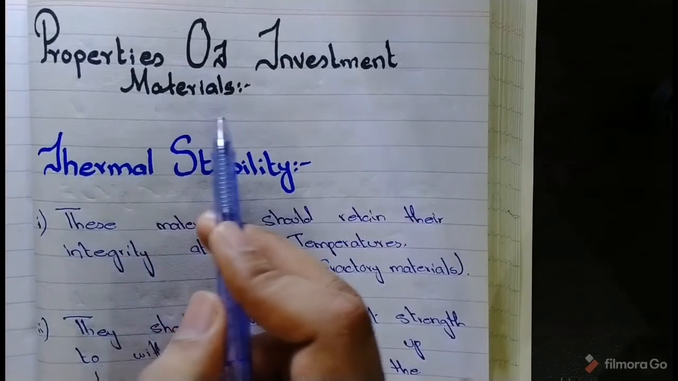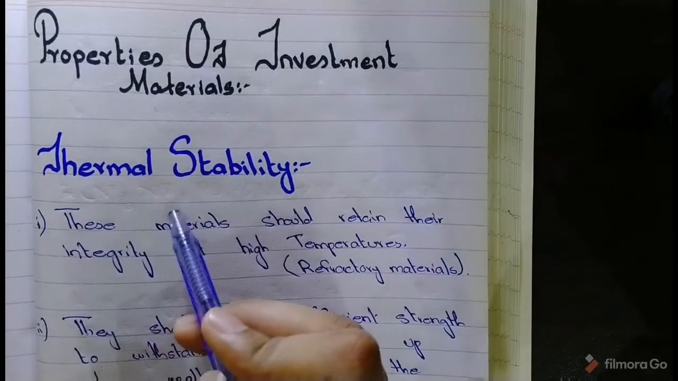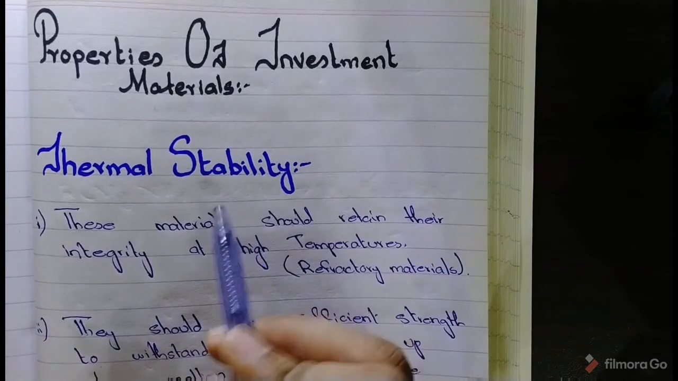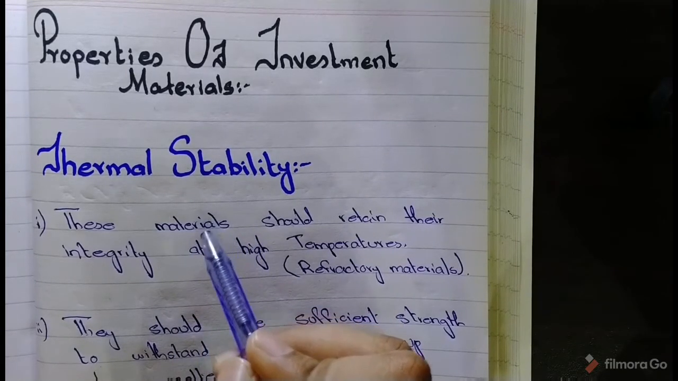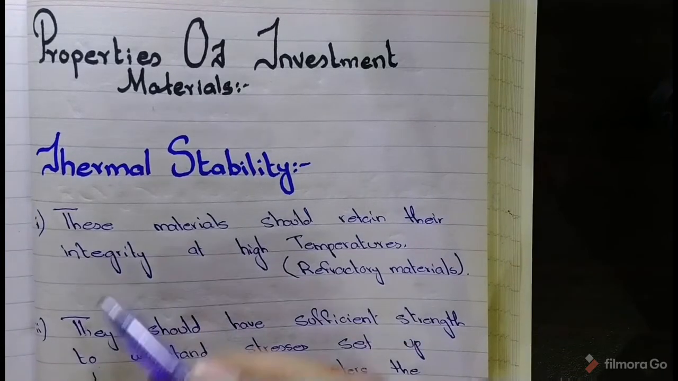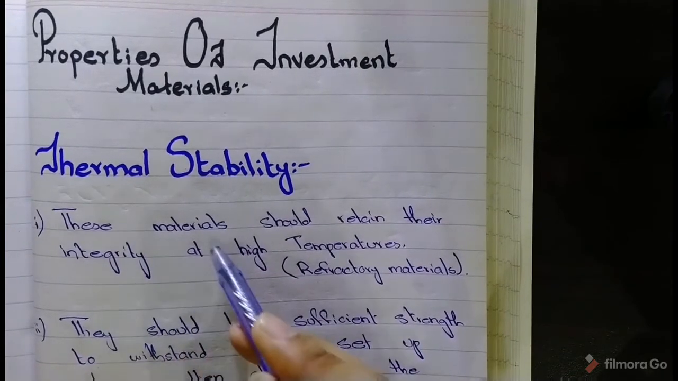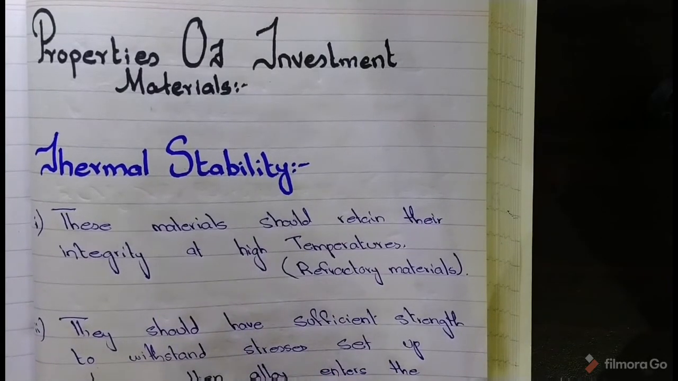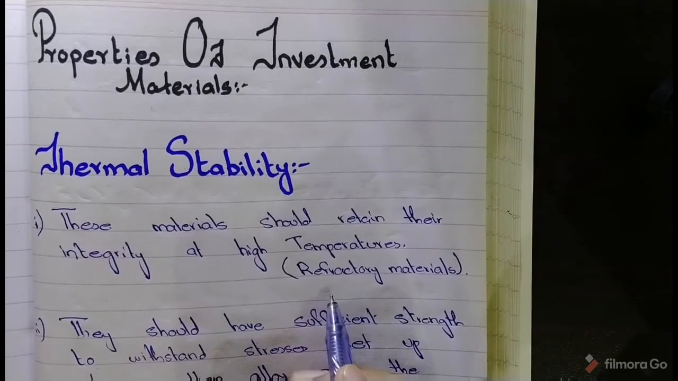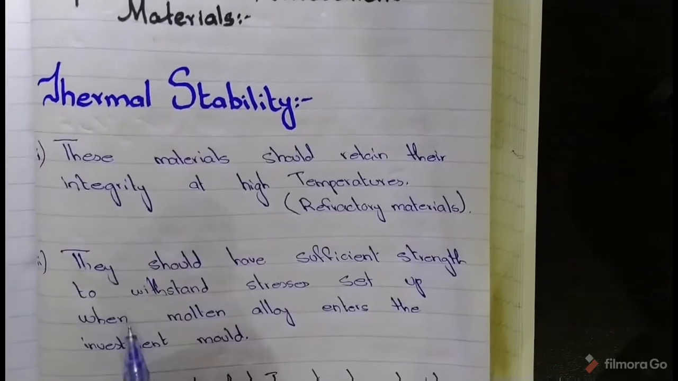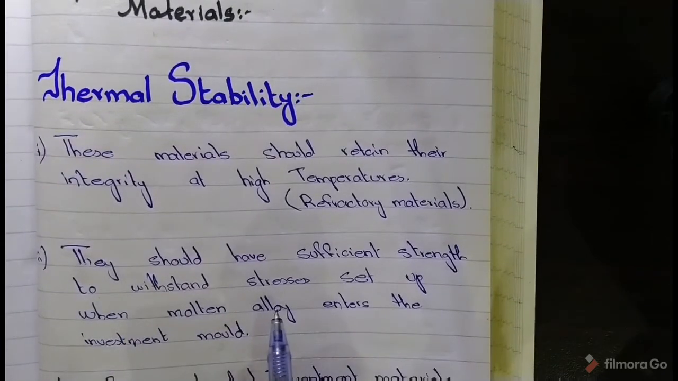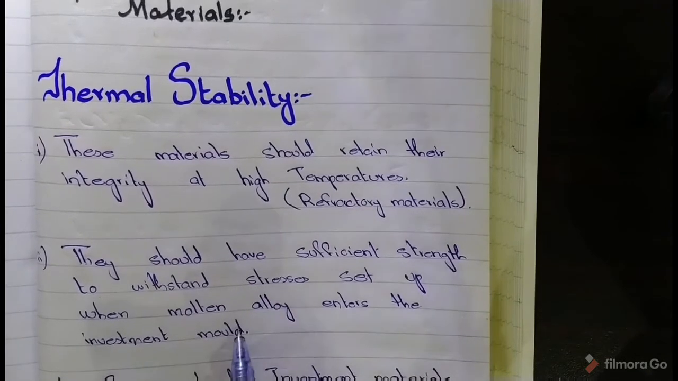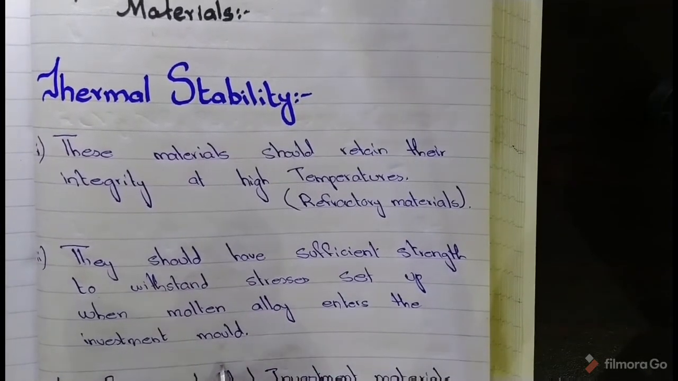So now the properties of investment materials. First of all, the thermal stability. I have divided the thermal stability into certain points. The first is that these materials should retain their integrity at high temperatures. For this purpose refractory materials are used. And secondly, they should have sufficient strength to withstand stresses set up when molten alloy enters the investment mold.